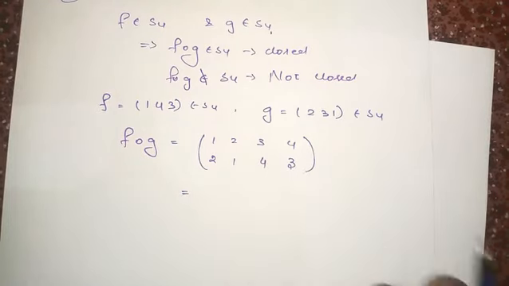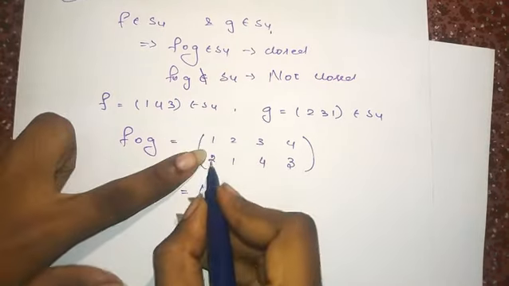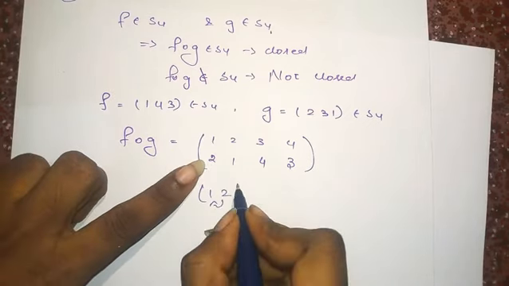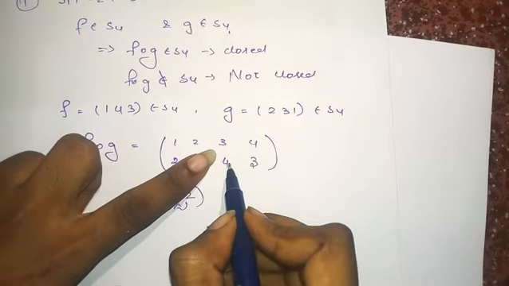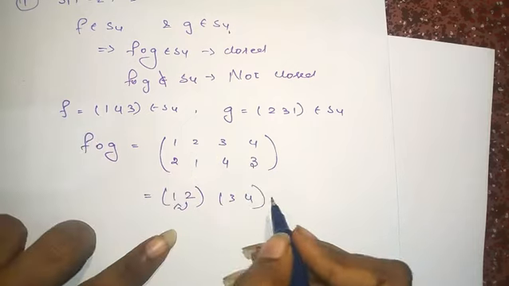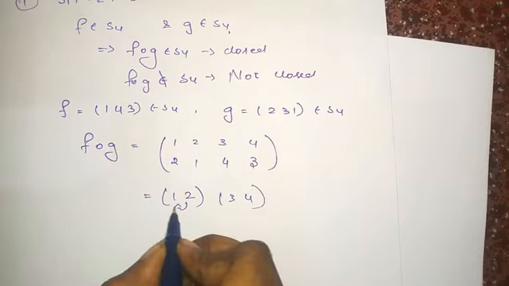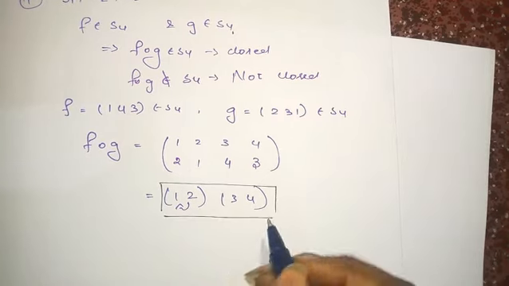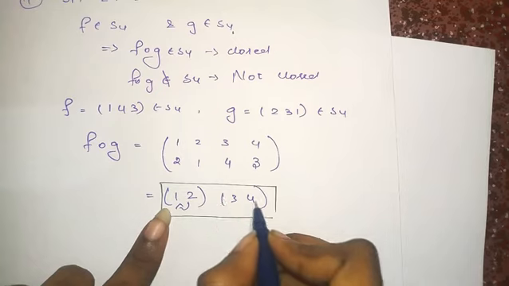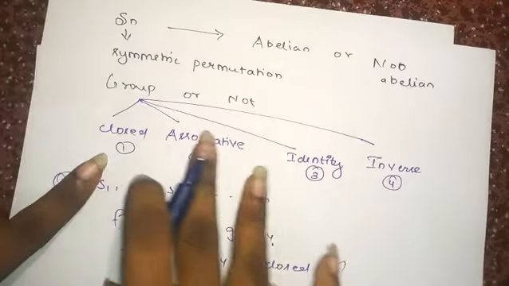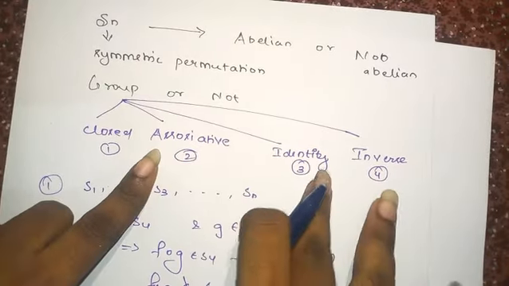You can see it. Since 1 is mapped to 2, 2 is again mapped to 1, I'll close this. 3 is mapped to 4, 4 is again mapped to 3, so I'll close this. In these two cycles, if you consider the numbers between the brackets, the maximum is 4, so it again belongs to S4. So it is closed. Similarly, we will prove for associative, identity and inverse.